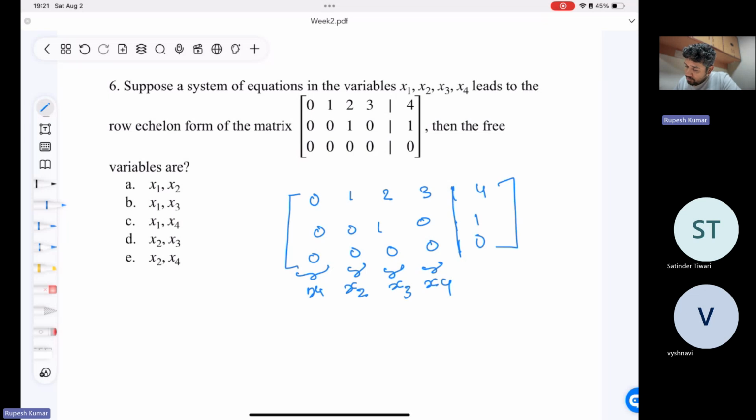All the coefficients that correspond to x1 are 0. So x1 is a free variable, right? Now x2, one of the coefficients corresponds to the pivot element, so it is not a free variable.